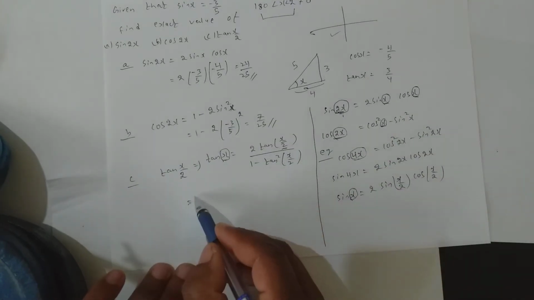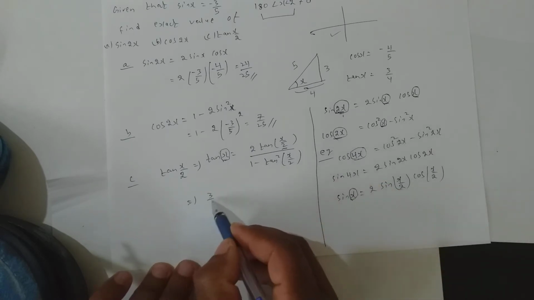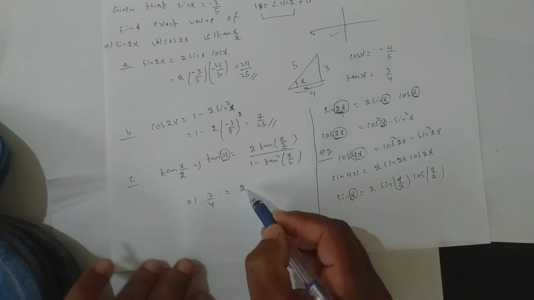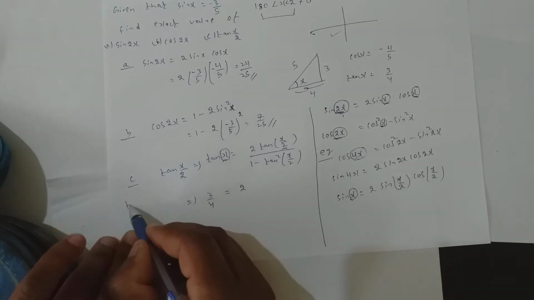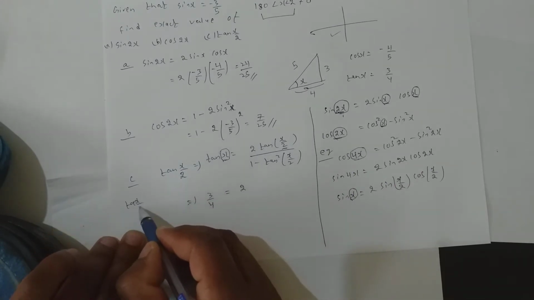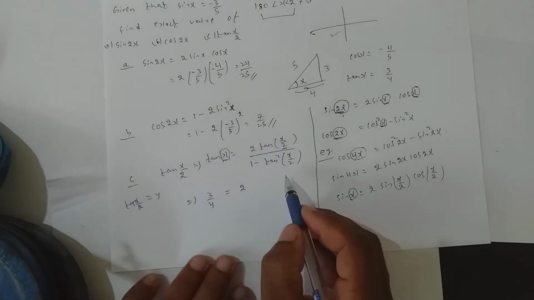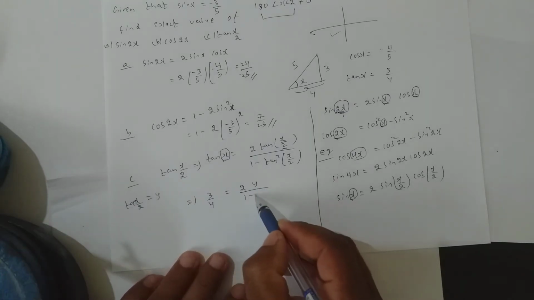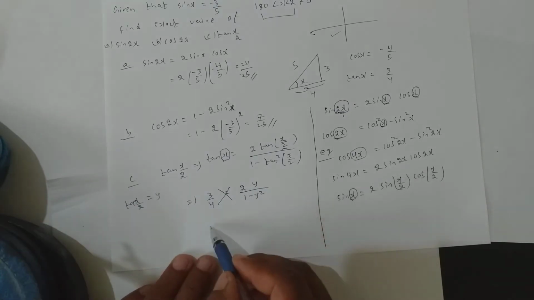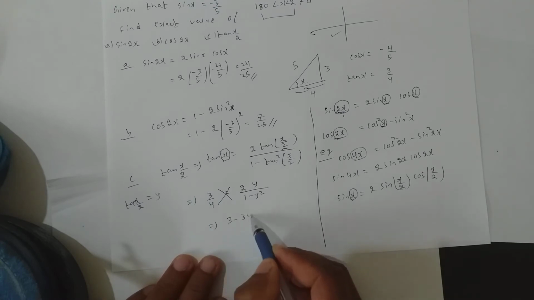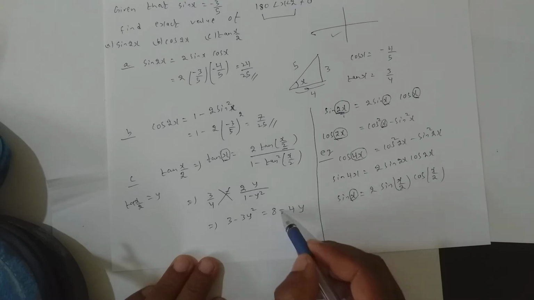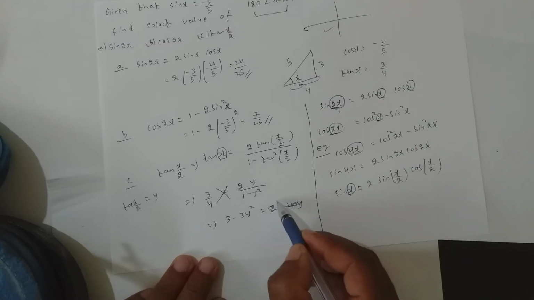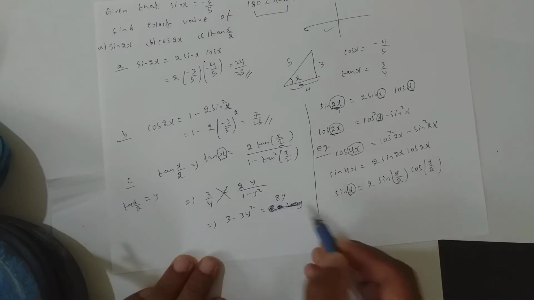So now tan x, I know, is 3 by 4, equal to 2 tan x by 2 over 1 minus tan square x by 2. Instead of writing tan x by 2 every time, let us take tan x by 2 equal to y. So it becomes 2y by 1 minus y square. Multiply, it becomes 3 minus 3y square equal to 8y. Not 8 minus 4y, it's a single term, right? So 4 into 2, 8y I get.